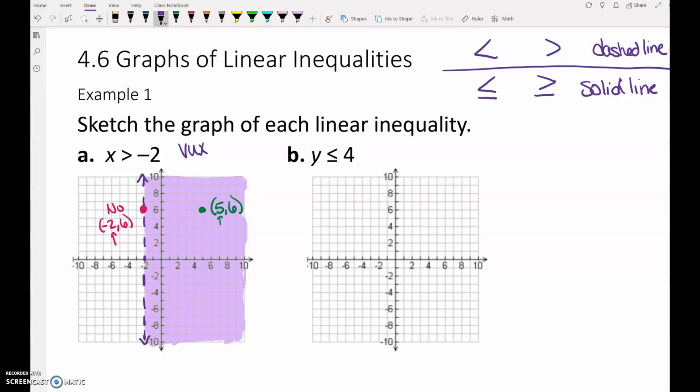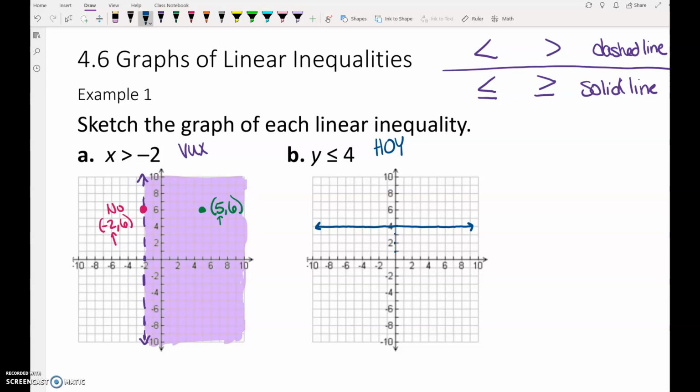Part B, take a moment. Try that one on your own. This is y is less than or equal to 4. Just y, there's no x, so it's a horizontal line at 4. This time it's a solid line. We want to shade the y values that are smaller than 4.